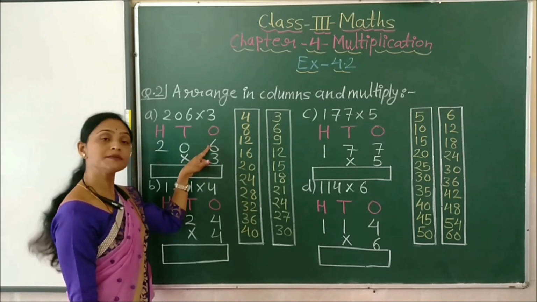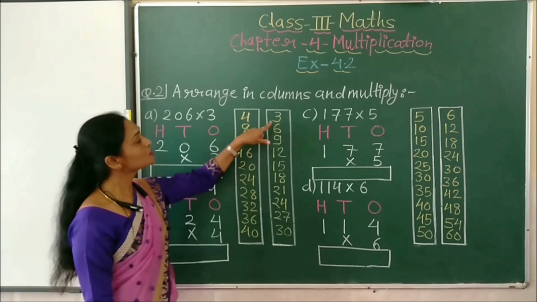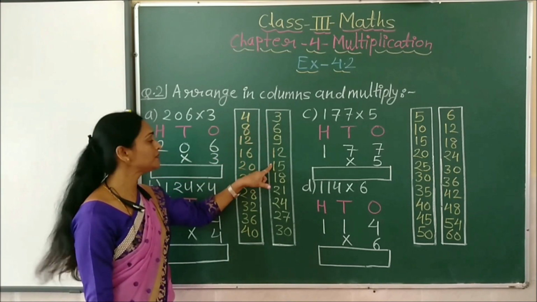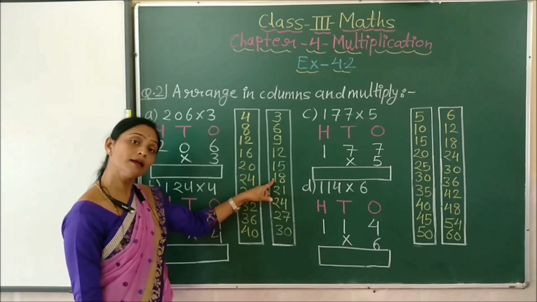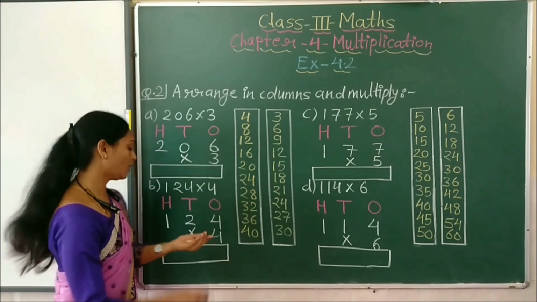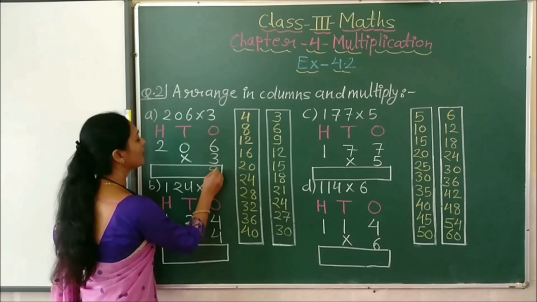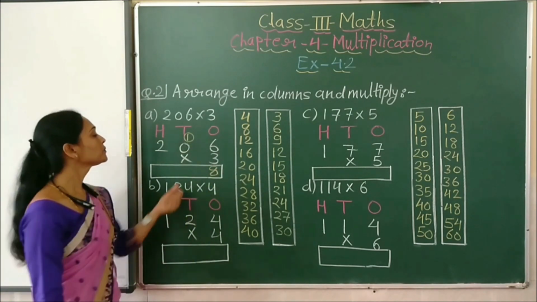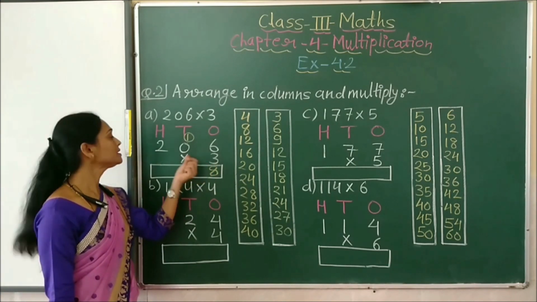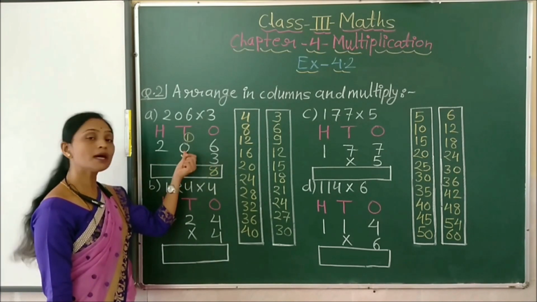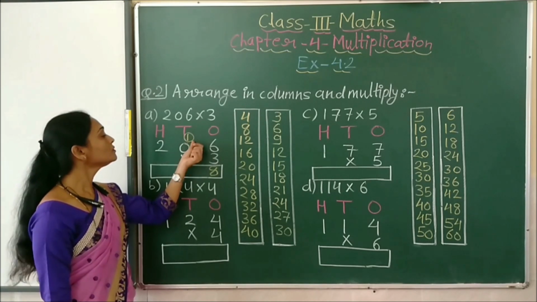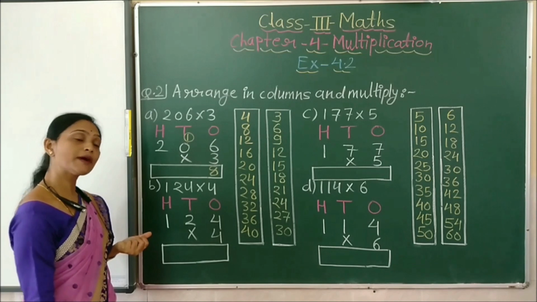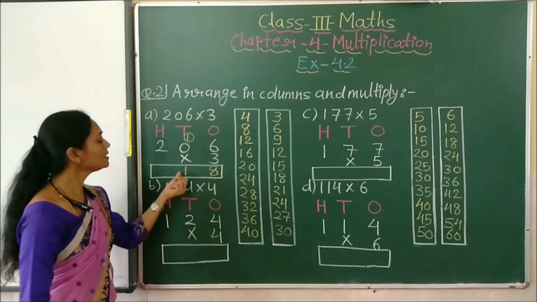3's table, how many times will we read? 6 times. So 3 ones are 3, 3 twos are 6, 3 threes are 9, 3 fours are 12, 3 fives are 15 and 3 sixes are 18. How much did we get? We got 18. So 8 we have to write here and 1 we have to write here in carryover. Now this 3 we have to multiply with this 0. So 3 zeros are 0 only. Now with 0 we have to add this 1. So 0 plus 1, how much? 0 plus 1 is 1. So we write here 1.